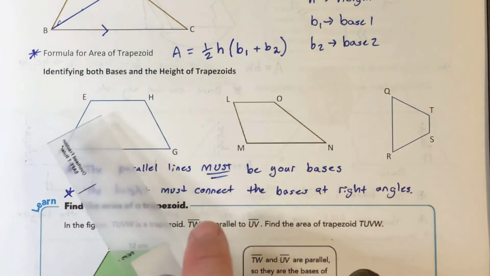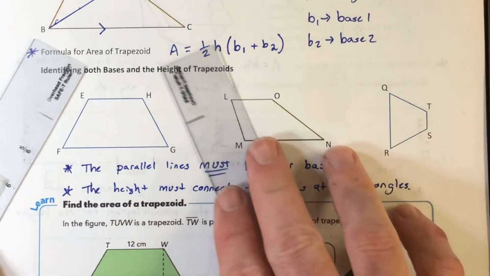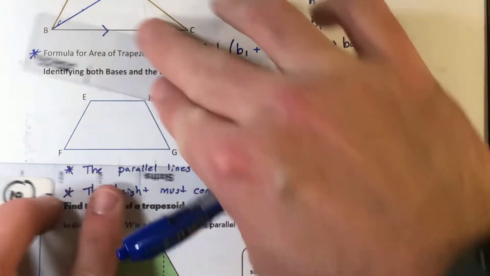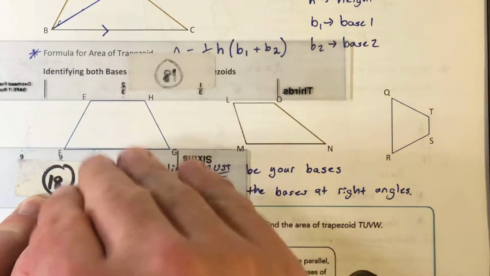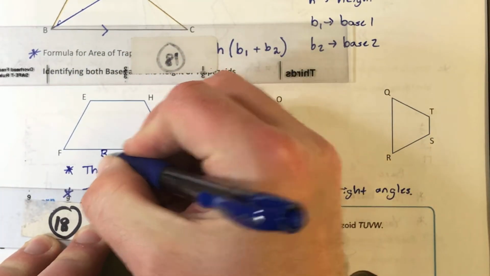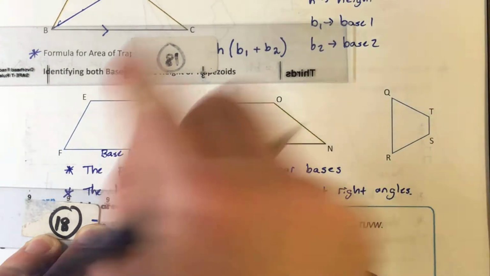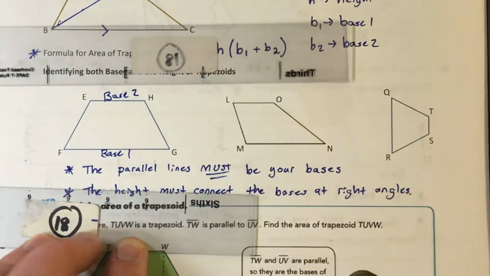Because first, parallel lines must be your bases. So let's use this example, trapezoid EFGH. Which two lines are parallel? Those aren't parallel. Those aren't parallel. Right there. Those two lines are parallel. So it doesn't matter which one's base 1, base 2? Absolutely not. So I'm going to call line FG base 1. That means line EH, the other parallel line, will be base 2.